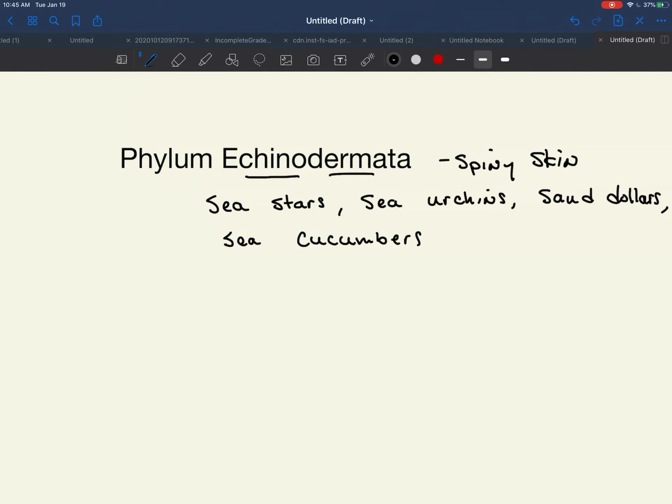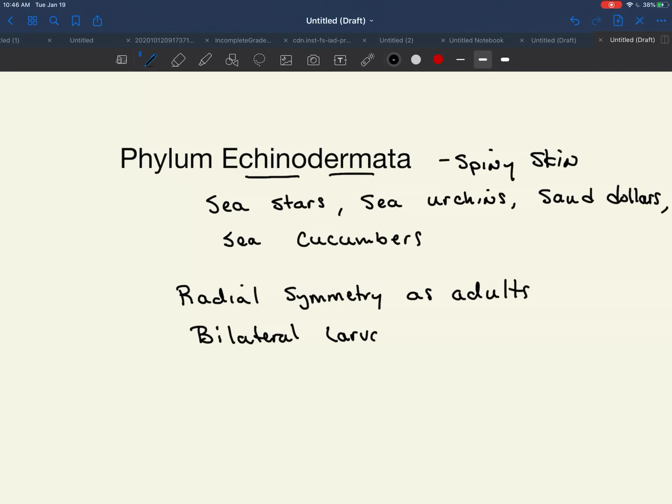One of the interesting things about these is that their ancestors are bilaterally symmetric, and then the larvae are bilaterally symmetric, but they have radial symmetry as adults. So they have bilateral larvae, and their ancestor was bilateral.